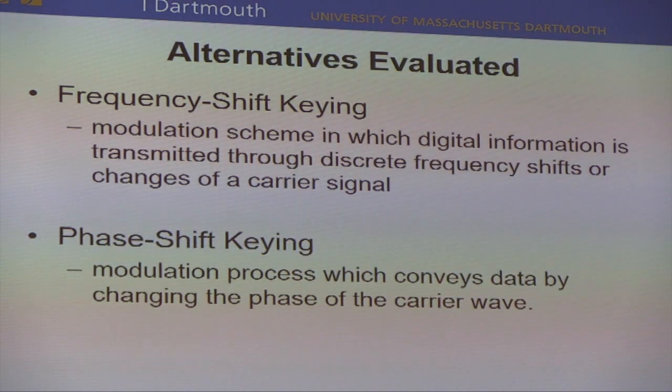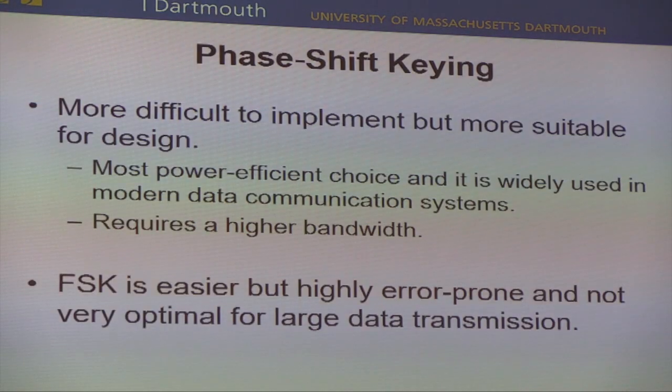transmitters and receivers in GNU Radio, we were considering multiple modulation schemes. There was the FSK method, where information is transmitted through discrete frequency shifts, and there was also the PSK method, where information is transmitted by changing the phase of the carrier signal. And in the end, we decided on phase shift keying, or more specifically, differential quadrature phase shift keying.